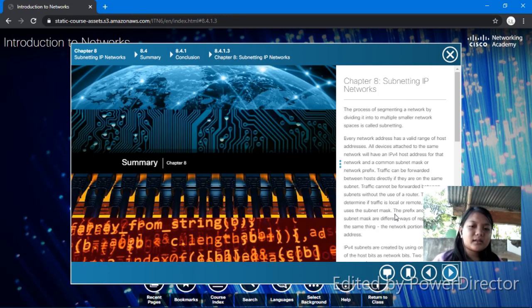Chapter 8: the process of segmenting a network by dividing it into multiple smaller network spaces is called subnetting. So chapter 8 is all about subnetting. I will repeat that subnetting is the process of segmenting a network by dividing it into multiple smaller networks.